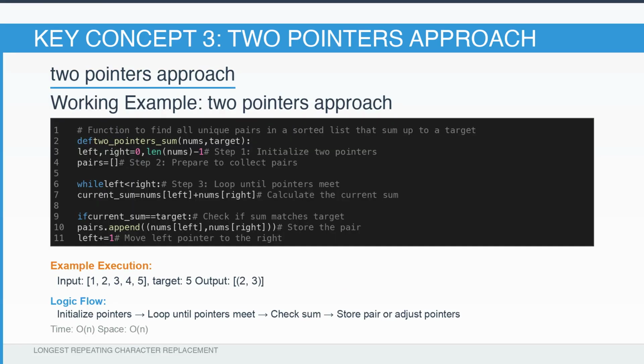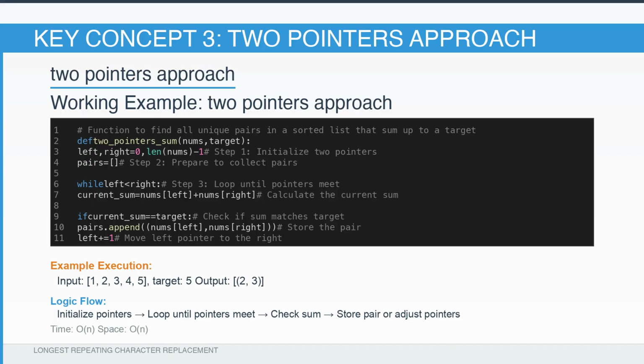The two-pointer approach is a powerful technique for solving problems involving sorted lists. Here, we explore the function two-pointer sum, which identifies unique pairs in a sorted list that sum to a specific target. First, we initialize two pointers. Left starts at the beginning of the list, and right is positioned at the end. This setup allows us to efficiently explore potential pairs.